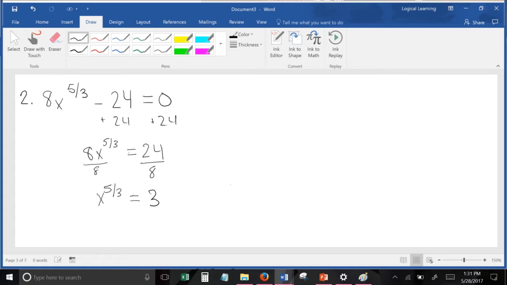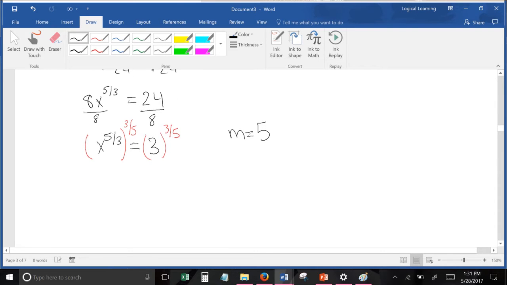So what is our m in this case? Well, our m is equal to 5. Again, that's odd, and since it's odd, we don't have to worry about the plus or minus, and we can proceed to our next step of raising both sides to the reciprocal, which in this case is 3/5. On the left side, our exponents are going to cancel out when we multiply them, and we'll just get x. And on the right side, we have the 5th root of 3 cubed.